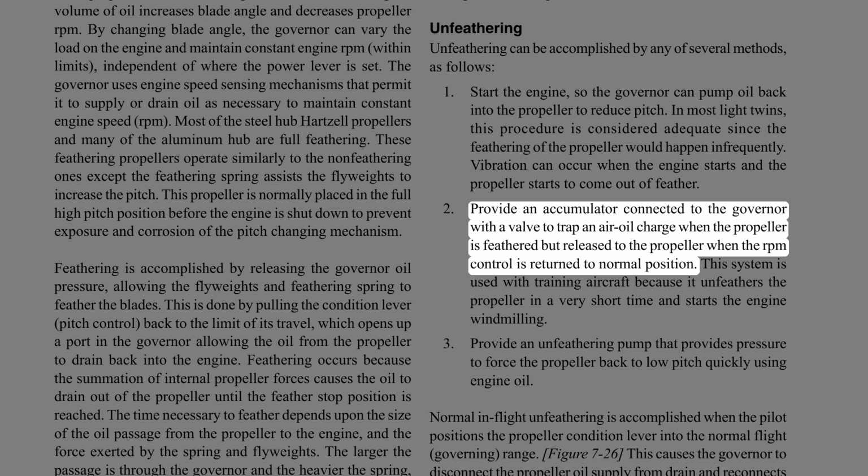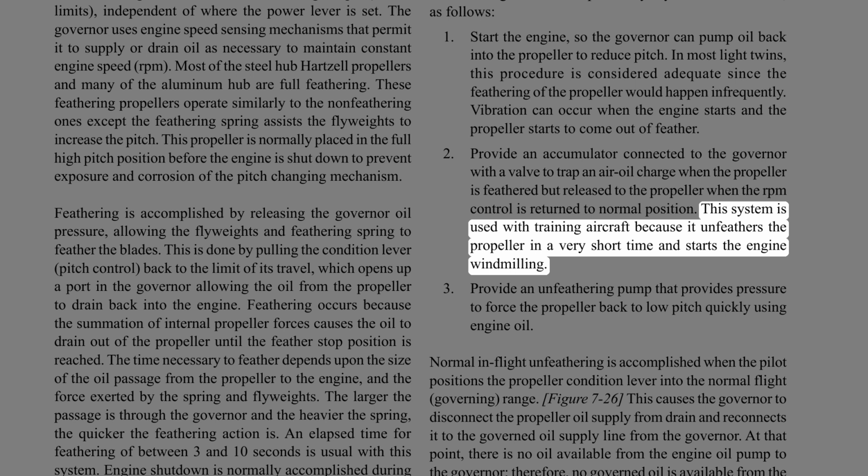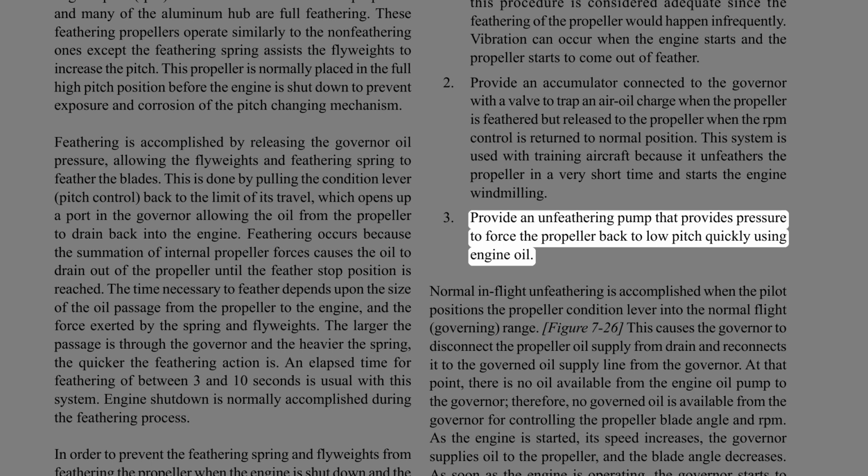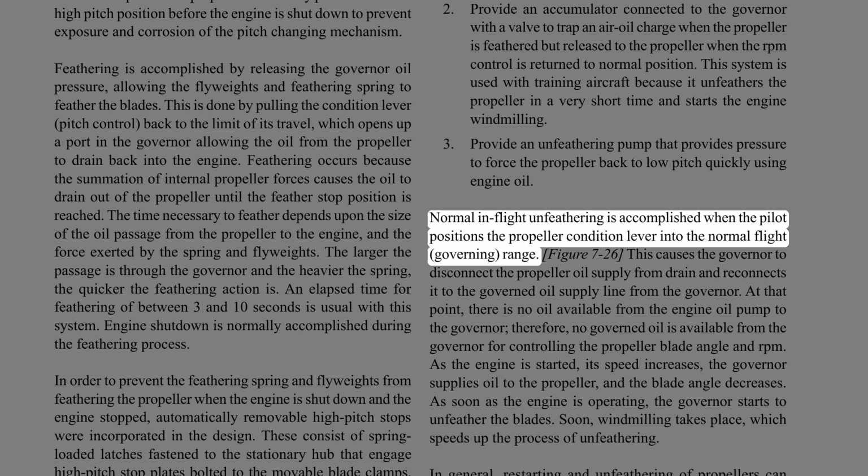Provide an accumulator connected to the governor with a valve to trap an air oil charge when the propeller is feathered but released to the propeller when the RPM control is returned to normal position. This system is used with training aircraft because it unfeathers the propeller in a very short time and starts the engine windmilling. Provide an unfeathering pump that provides pressure to force the propeller back to low pitch quickly using engine oil. Normal in-flight unfeathering is accomplished when the pilot positions the propeller condition lever into the normal flight, governing, range.